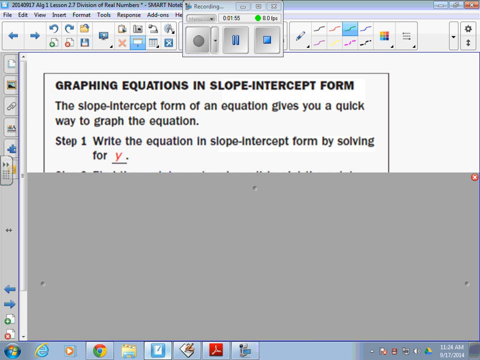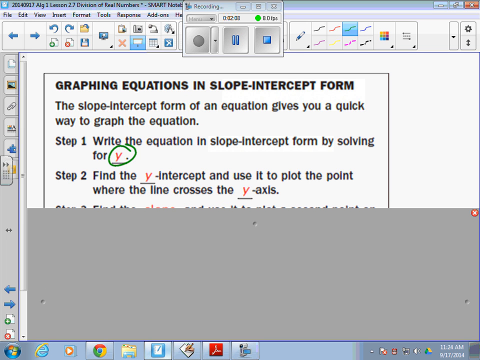This is how you graph in slope-intercept form. The slope-intercept form of the equation gives you a quick way to graph the equation. Step 1, write the equation by solving for y, so get y by itself, isolate it. Step 2, find the y-intercept and use it to plot the point where the line crosses the y-axis. When you get the equation to say y equals something times x plus something, or mx plus b, the b value, the thing that's not multiplying by x, and notice I put the box around the plus as well because the sign goes with it, that's where it's going to begin. That's where it's going to cross through the y-axis.